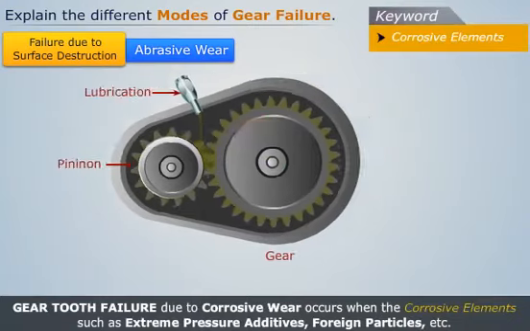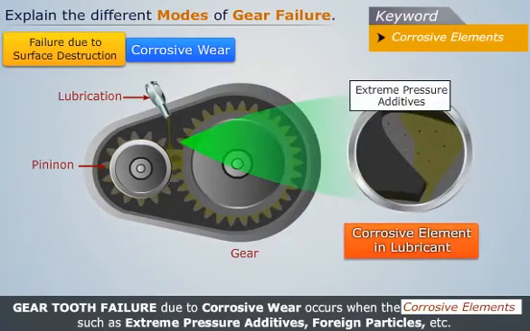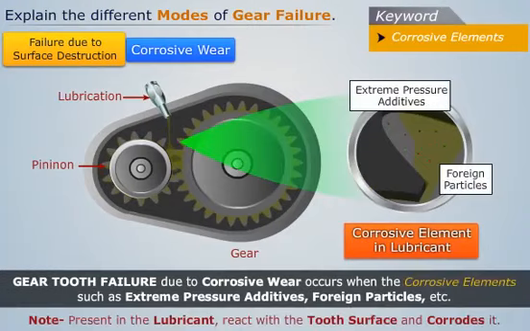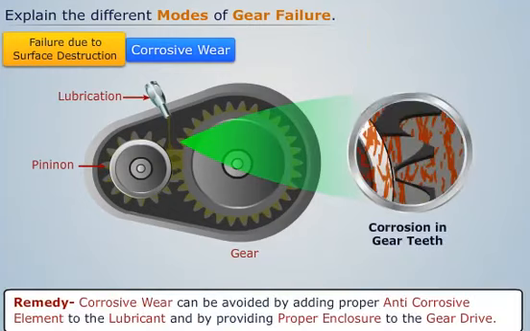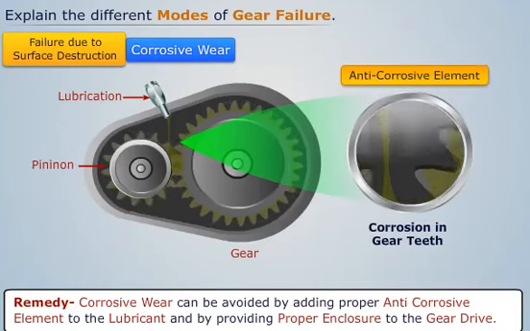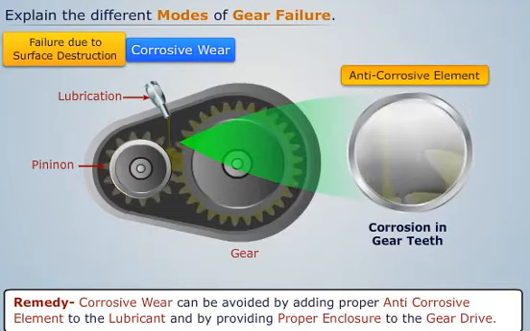Gear tooth failure due to corrosive wear occurs when corrosive elements such as extreme pressure additives, foreign particles, etc. present in the lubricant react with the surface of the tooth and corrode it. Corrosive wear can be avoided by adding a proper anti-corrosive element in the lubricant and by providing a proper enclosure to the gear drive.